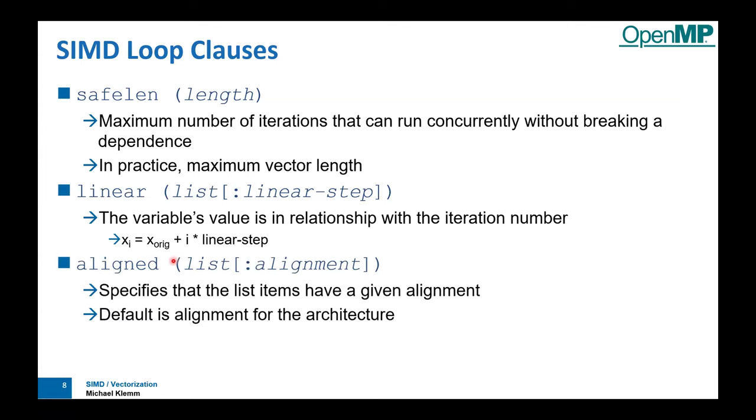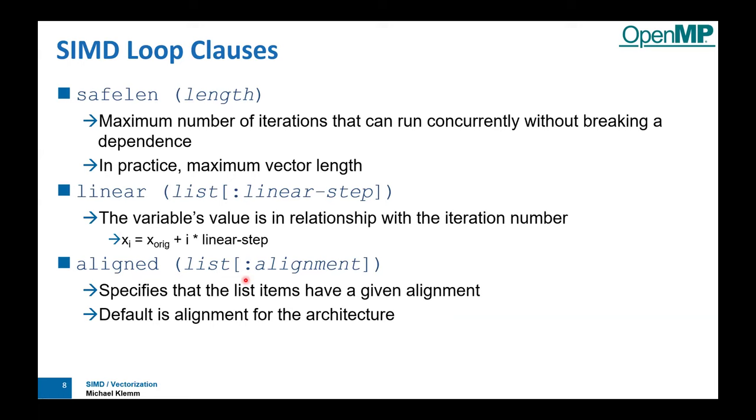And then there is aligned. This is not for correctness, this is more for performance. So you can tell that a certain list item, like a pointer, has a certain alignment. So you use things like POSIX memalign to get that memory, or you use one of the OpenMP memory allocators that also provide mechanisms to get properly aligned data. And now with the aligned clause, you can tell the compiler about those alignment properties.